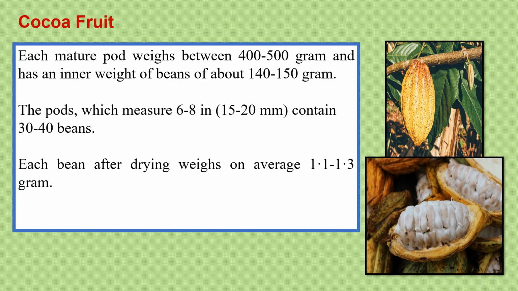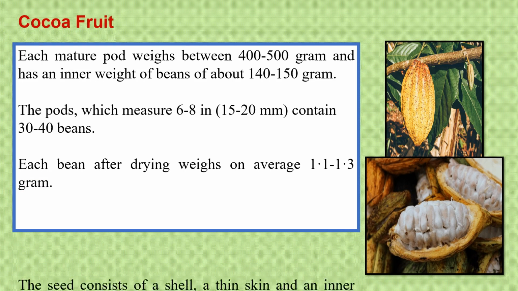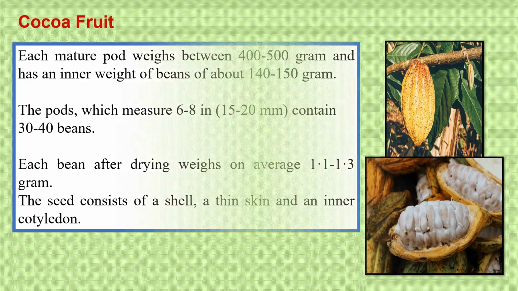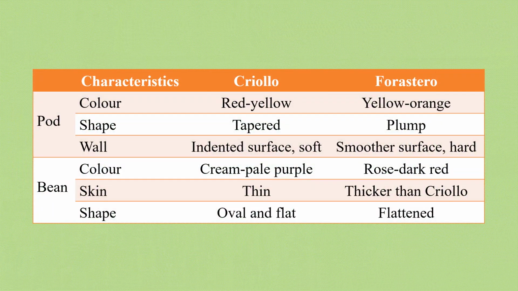Each bean after drying weighs on average 1.1 to 1.3 gram. The seed consists of a shell, thin skin, and an inner cotyledon. The table here gives us an idea about the characteristics of the pod and bean of Criollo and Forastero varieties.